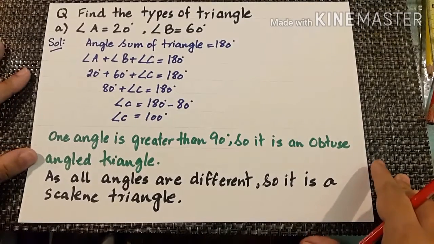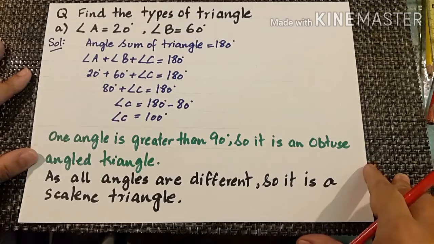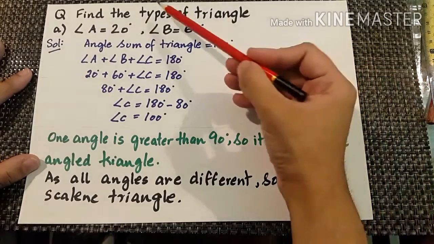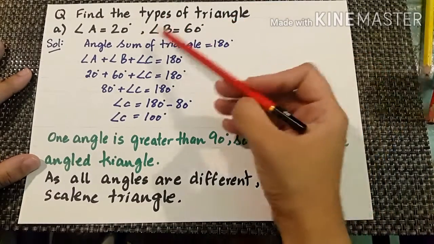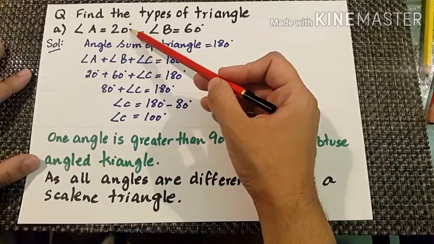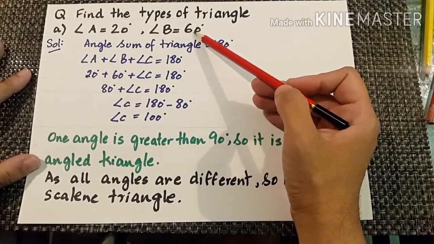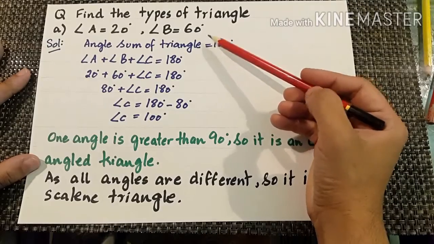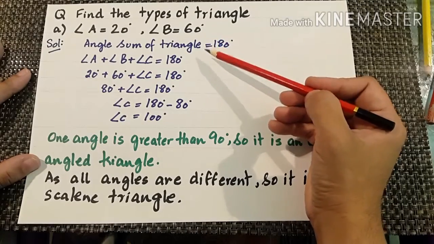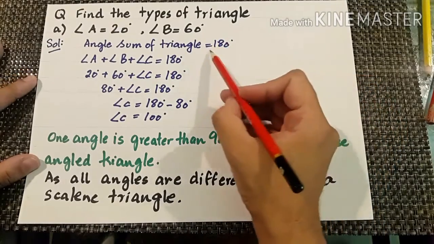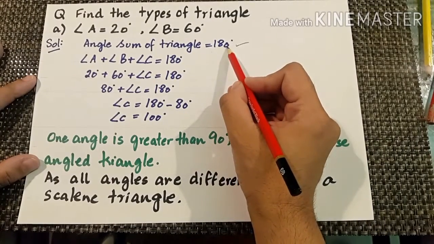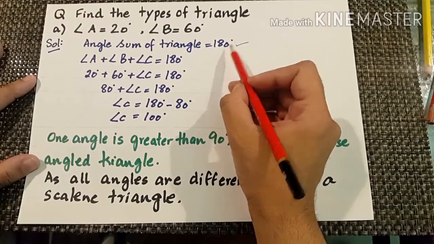Now, how do we use that theorem, the sum of interior angles of a triangle equal to 180 degrees, in solving questions. Now, if the question is to find the type of a triangle in which angle A is 20 degrees and angle B is 60 degrees, and we have to find the type of the triangle with respect to side and with respect to angle, we will use the theorem of angle sum of a triangle, which is equal to 180 degrees, which we proved earlier.